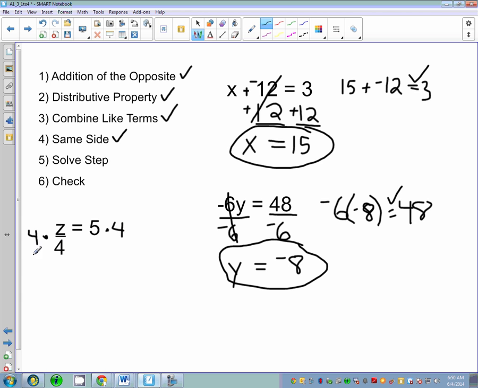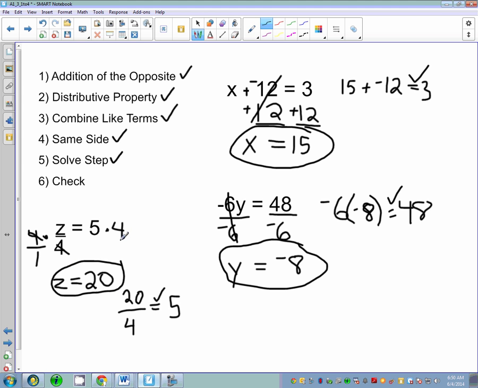by 4. On this side, you can think about it as 4 over 1, and the 4 and the 4 will cancel, leaving you with z. On the other side, 5 times 4 is 20. That's our solve step. Now to check this, let's plug 20 back in to the original equation. 20 divided by 4, and we want to make sure it equals 5. 20 divided by 4 does equal 5, so z equals 20 is our solution, and that takes care of the check step. Now let's take a look at a few more examples that involve a few more steps.